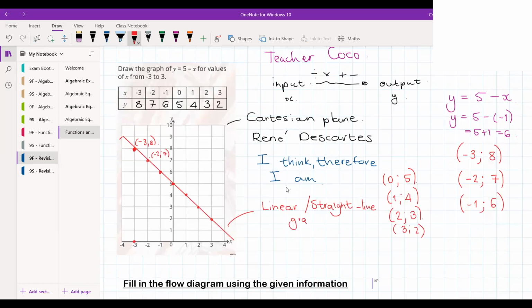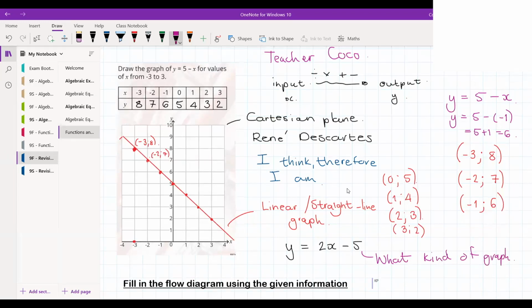Okay, that's what we've just drawn here, guys. I'm going to ask you guys again. When we have a y is equal to something with an x plus or minus something else, this is a straight line or a linear graph. Now, my question to you guys is, if I gave you a graph of a function, y is equal to 2x minus 5, what kind of graph will I make? What kind of graph will I get?